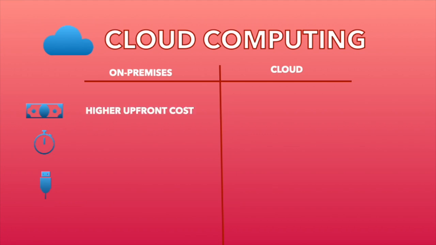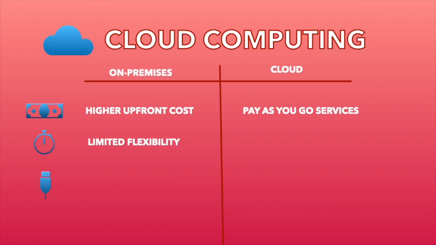On-premises infrastructure requires a high upfront cost because the company must buy servers, storage, networking equipment, and software licenses. It also needs ongoing maintenance and IT staff to manage everything. In contrast, cloud computing usually has lower upfront costs since the provider owns and maintains the infrastructure, and companies pay only for what they use.